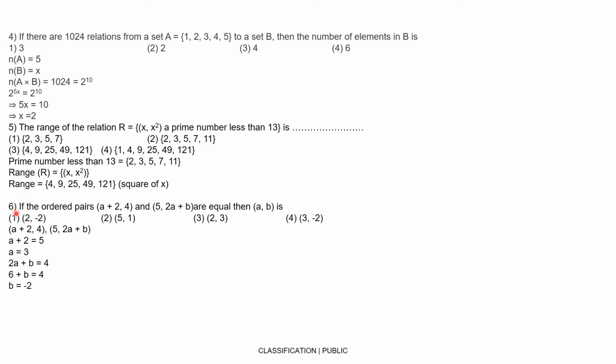Okay. If the ordered pairs (a plus 2, 4) and (5, 2a plus b) are equal, then find (a, b). So we only equate: a plus 2 equal to 5 means a equal to 5 minus 2, 3, and 2a plus b equal to 4 means substitute a value, 2 into 3, 6, 6 plus b equal to 4, b equal to 4 minus 6 equal to minus 2. Okay.